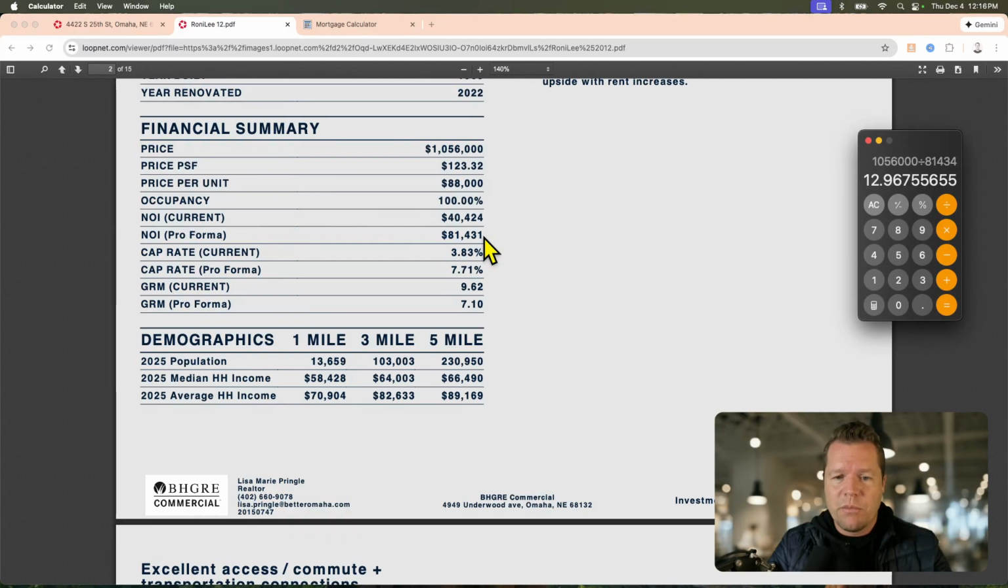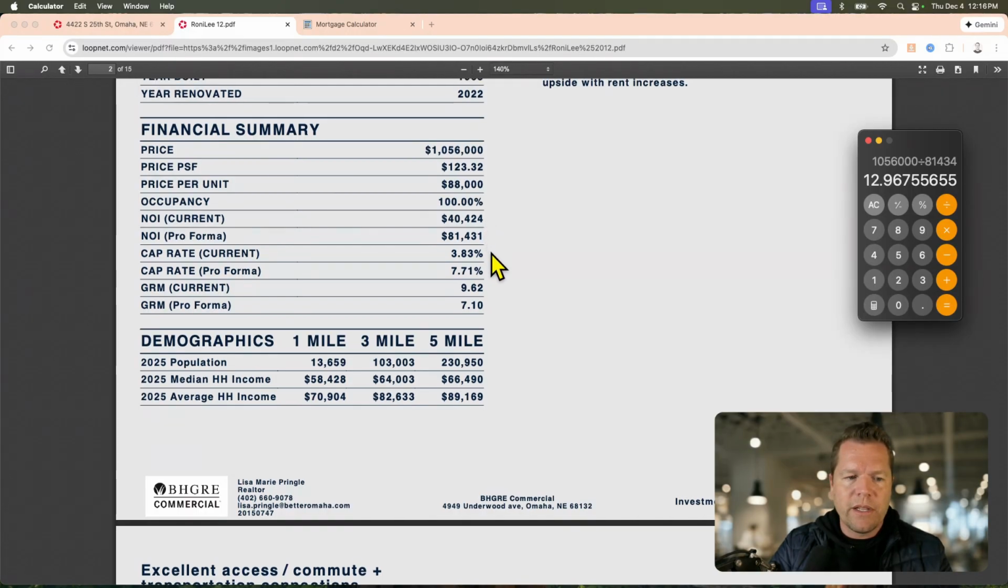Still going to have to get the units up to modern standards. Still going to have to do some concrete work, probably some landscaping work. There's still work to be done here. So a lot of this net operating income is actually going to be consumed by maintenance and improvements, at least for the first year or two, because this is an older property. So anyway, this 7.71 is a pretty decent cap rate.